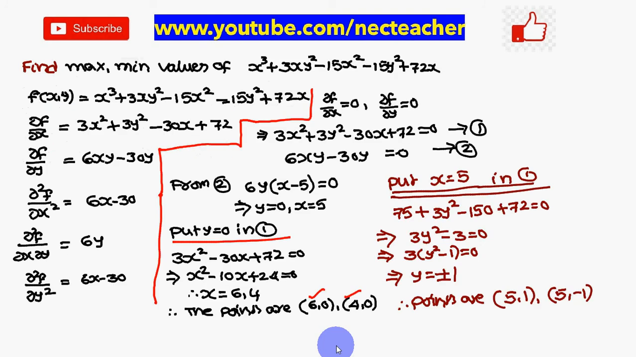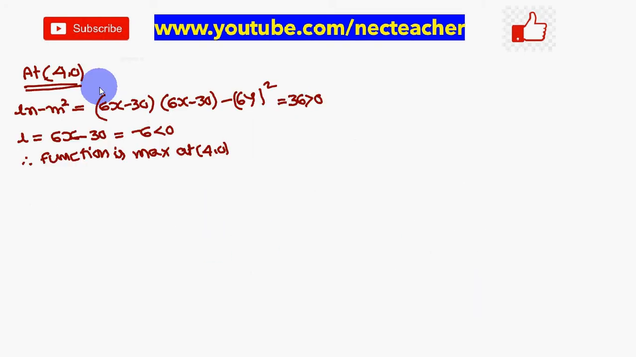Now what you have to do is, at each point we have to check the ln minus m square values. At 4 comma 0, first ln minus m square is 36, a positive value, and the L value is a negative value, so the function is maximum. The maximum value means f of 4 comma 0: in the function, in place of x put 4 and in place of y put 0, you substitute and you will get the maximum value.